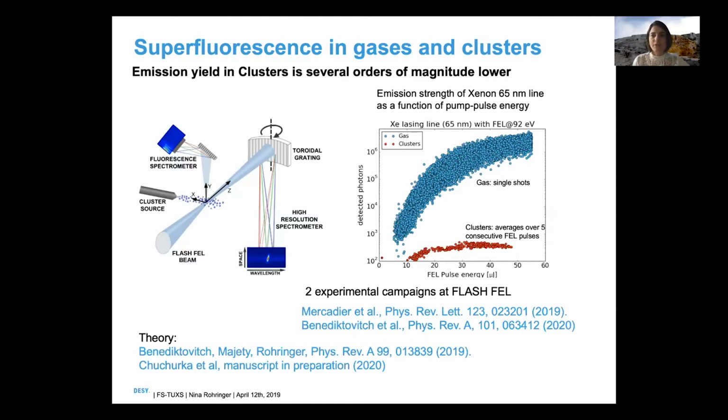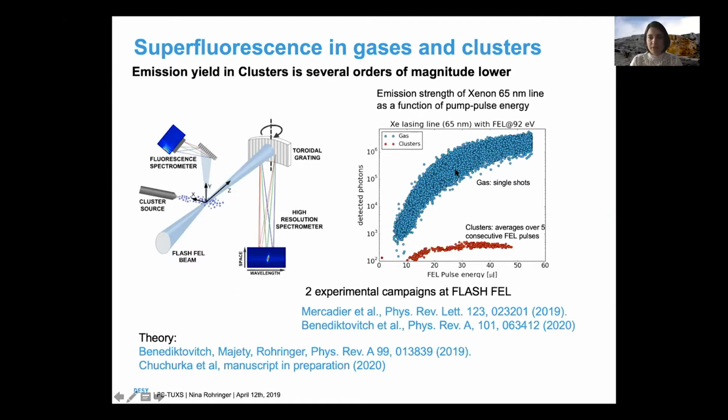And we observed several strong laser-like emission lines containing something like 10 to the 6 or 10 to the 7 photons in each emission line. And you see here the emission yield, the number of detected photons, as a function of FEL pulse energy. So by increasing the pulse energy by a factor of 3, we actually have 3 to 4 orders of magnitude higher signal strength. So it's quite an impressive phenomenon.